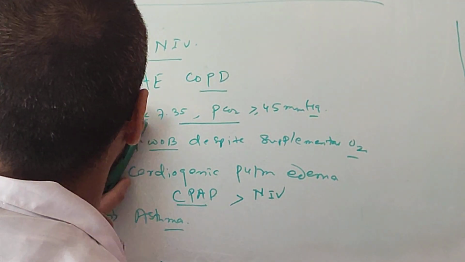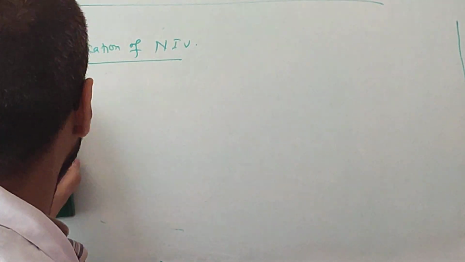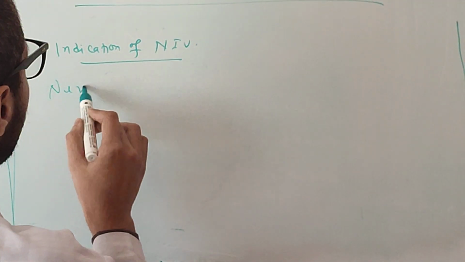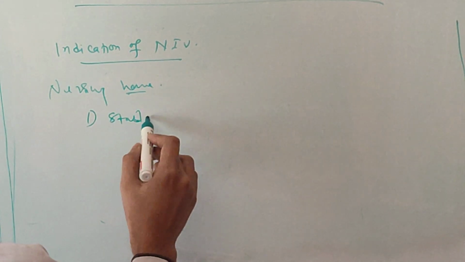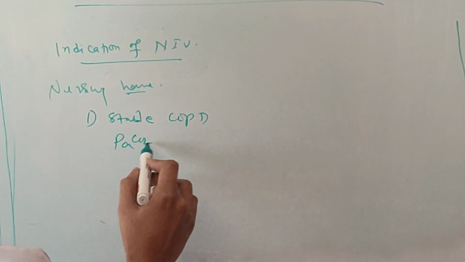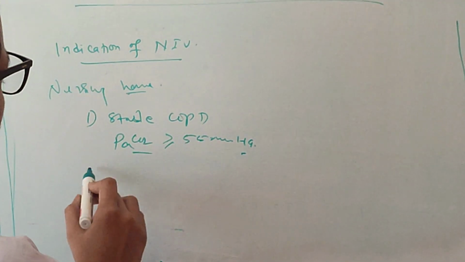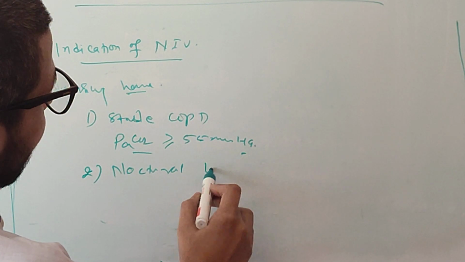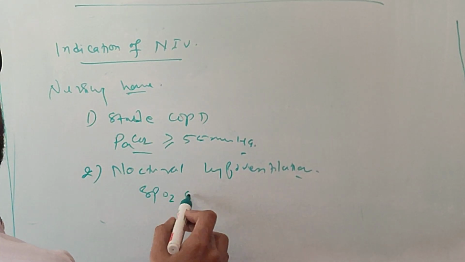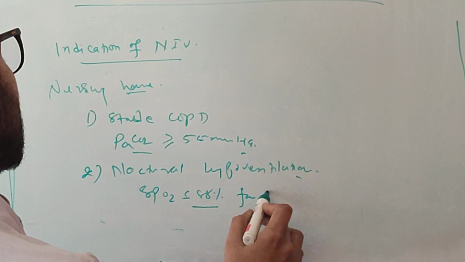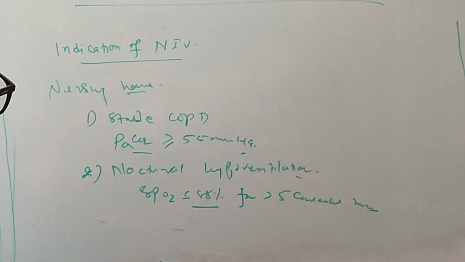And there are some indications where we need to use NIV in the chronic care setting. Chronic care setting means you can use NIV at home or in nursing homes. So what are those conditions? Like in stable COPD, if arterial CO2 is greater than 55 mmHg, or nocturnal hypoventilation, like in obstructive sleep apnea or central sleep apnea, if saturation becomes less than 88% for greater than 5 consecutive minutes. This is one of the indications of NIV in the chronic care setting.